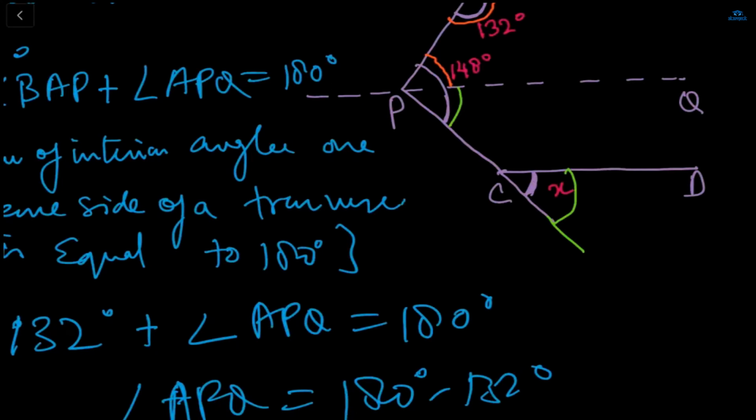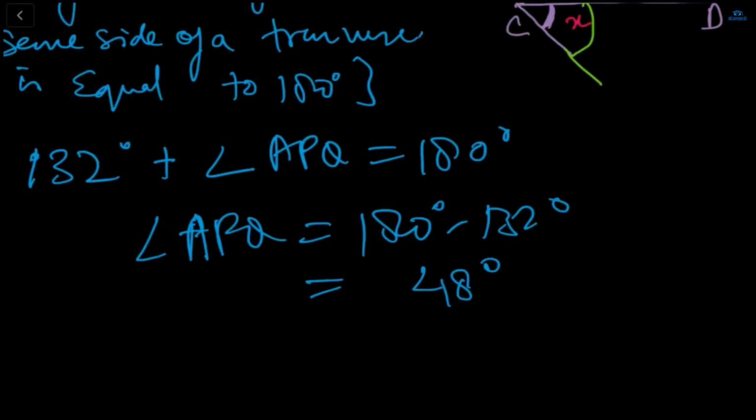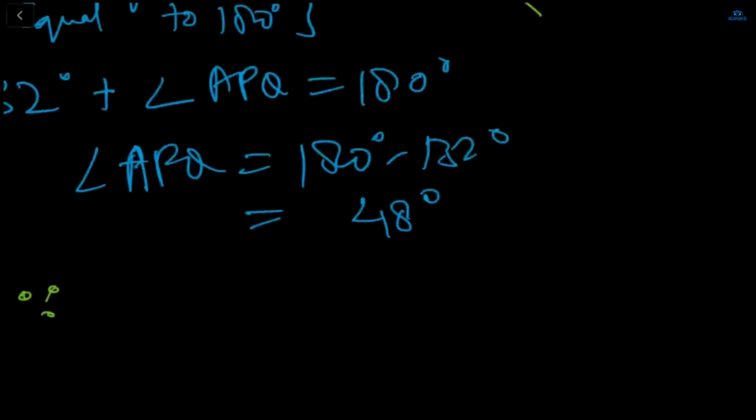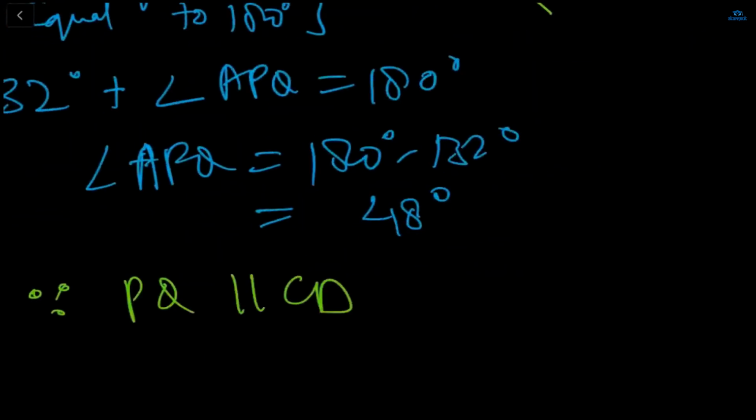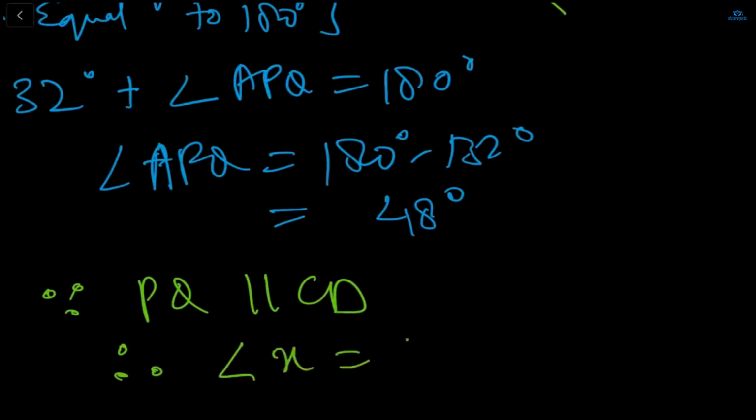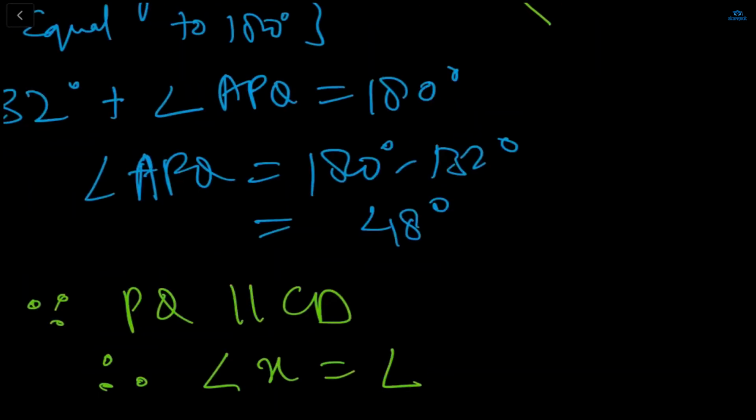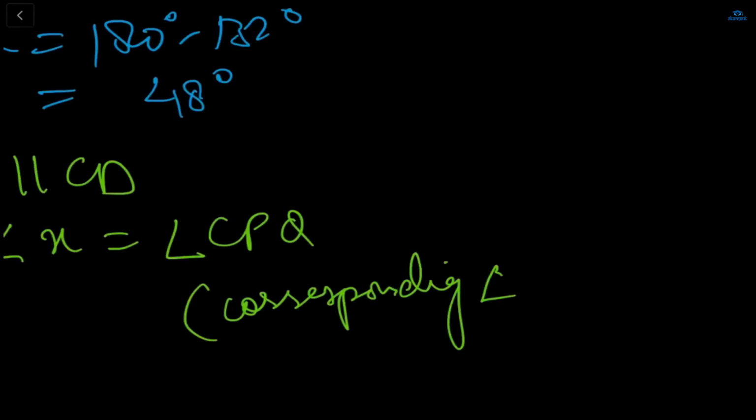Ma'am, can I ask the question once again? PQ is parallel to CD. If line PQ is parallel to CD, then the green angles that I have marked, angle X will be equal to CPQ, will be equal or not? Yes, ma'am, from the corresponding angle. Yes, because they both are corresponding angles. So since PQ is parallel to CD, therefore angle X will be equal to angle CPQ, corresponding angles.